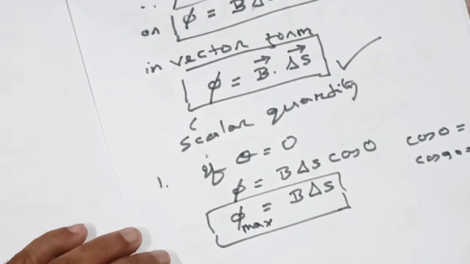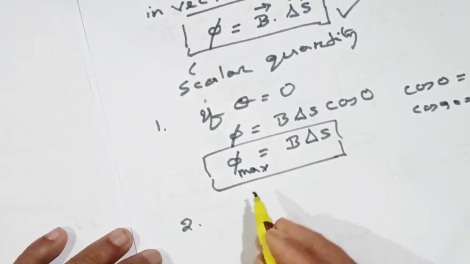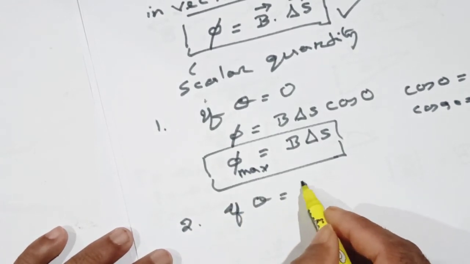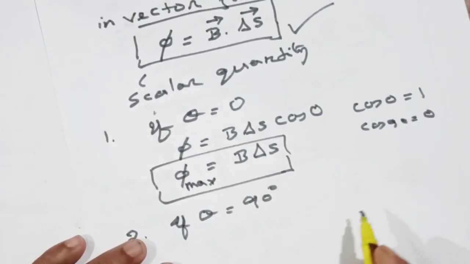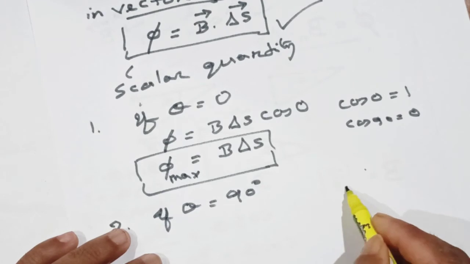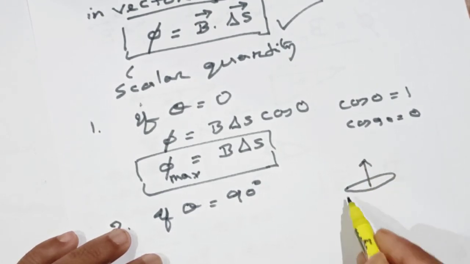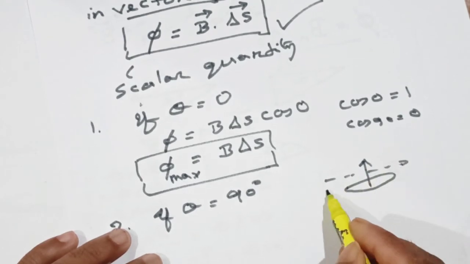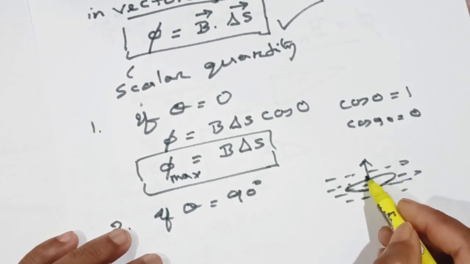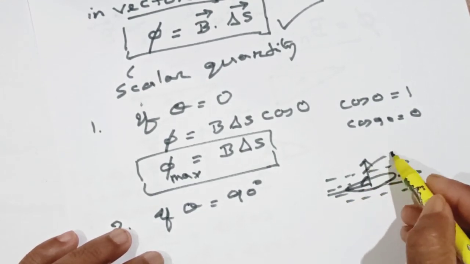Then what about in case number 2? Case number 2, if theta is equal to 90 degree. 90 degree means this is a plate and we draw the normal perpendicular, and the field, magnetic field lines, okay, magnetic field lines crossing. So the angle between magnetic field lines and this normal is 90 degree.